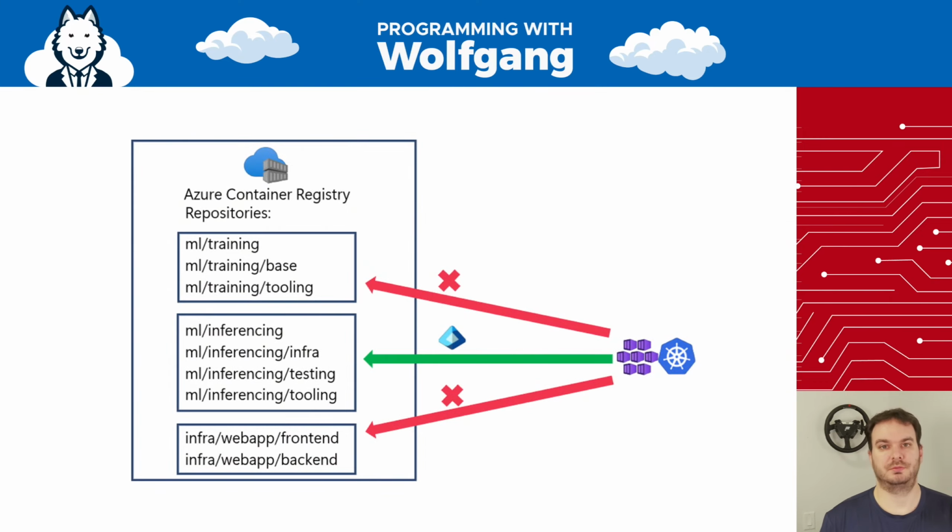So here on the screenshot, we can see how this works. In this case, I gave permissions to my user to access all the repositories that start with ml/inferencing. And as you can see, they have access to all these repositories, but they don't have access to repositories that start with something different, like ML training. And this is exactly what I'm going to show you today.